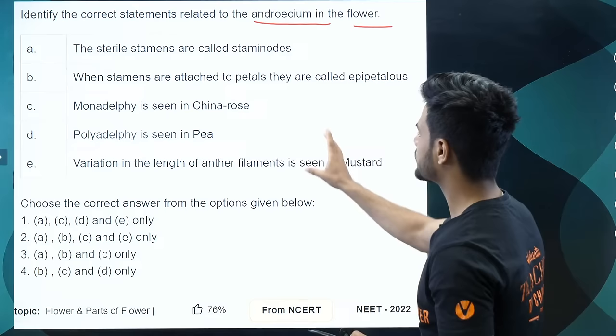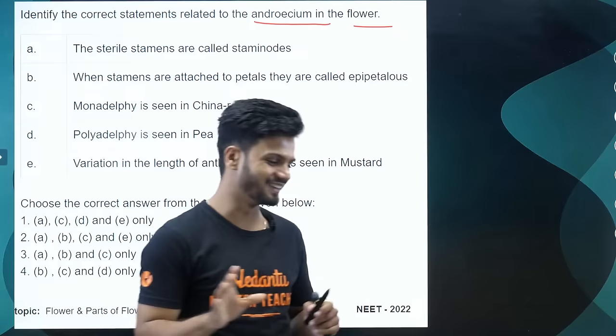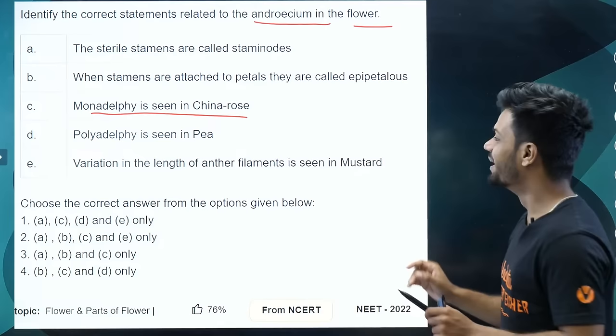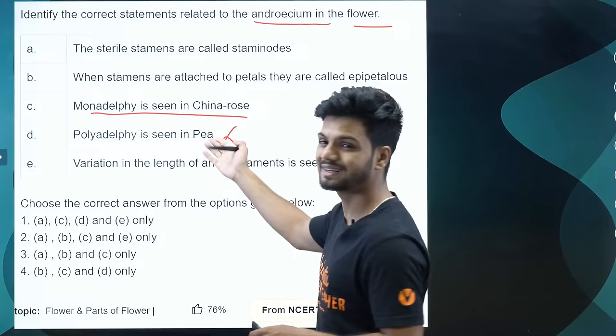How do I remember this? Again, I have a weird trick. I'll tell you the trick to remember this one. China is number one. Polyadelphous is seen in the case of your citrus, because diadelphous we know. And then variation in length of anther filaments is seen in your mustard.